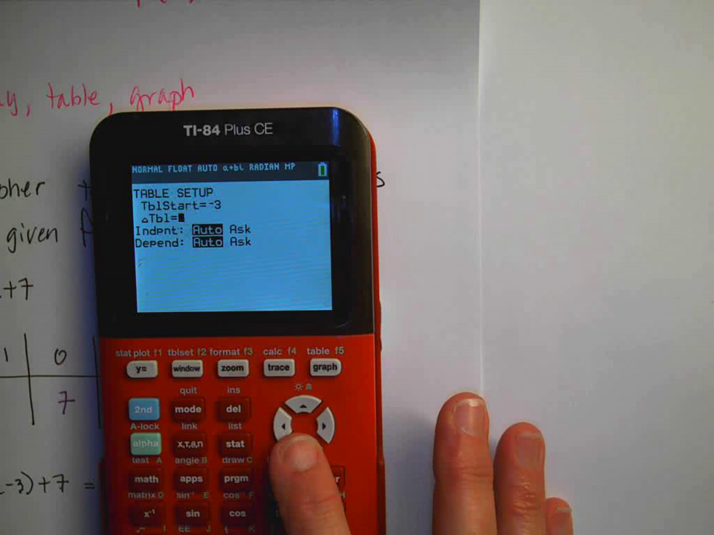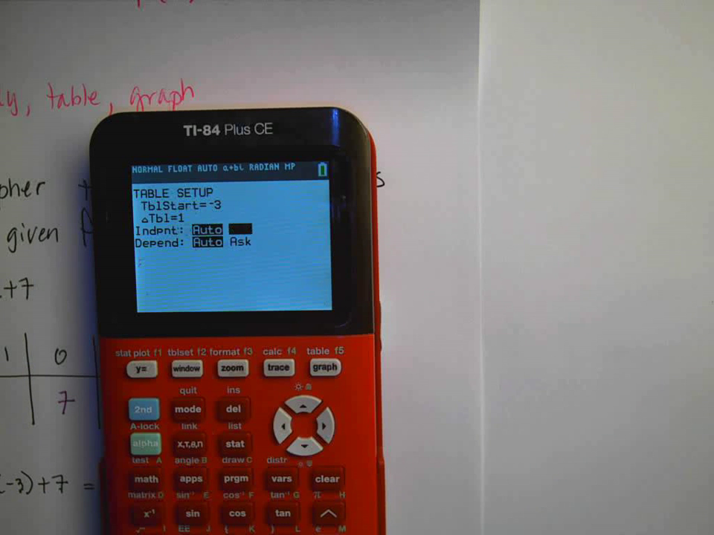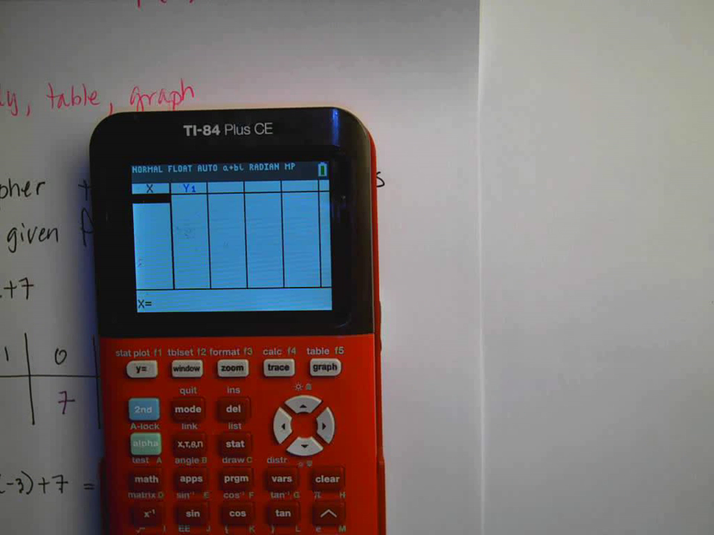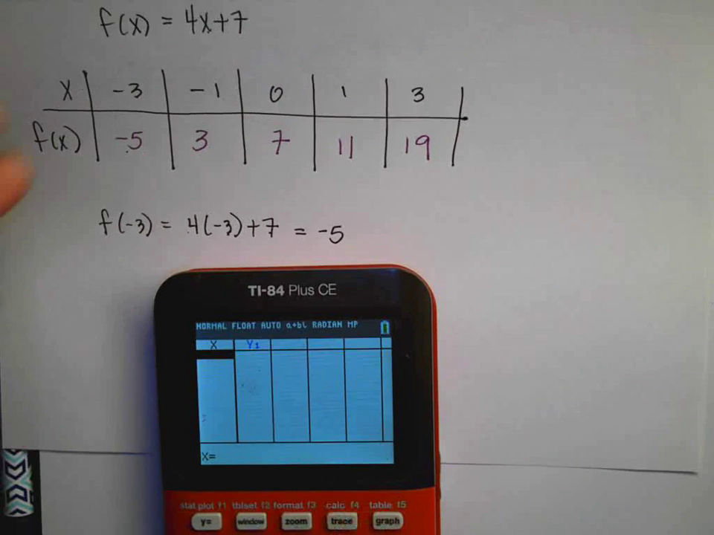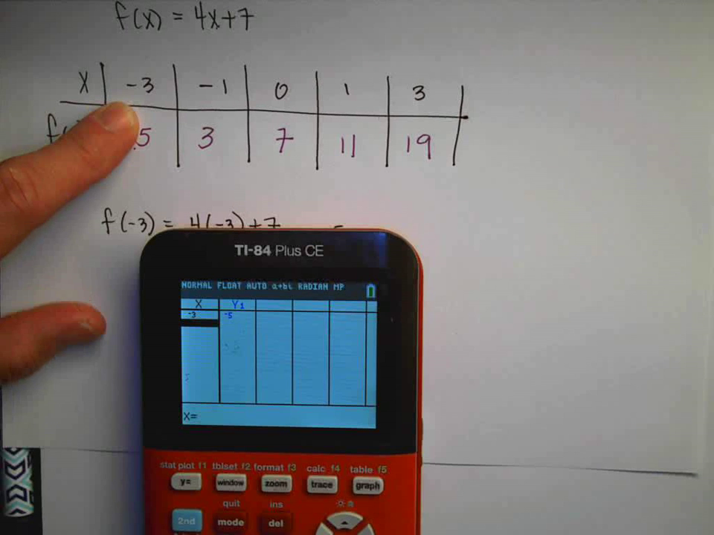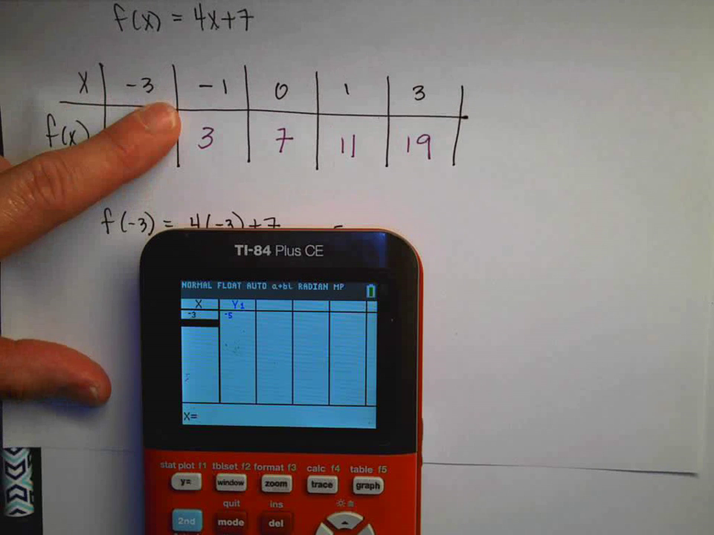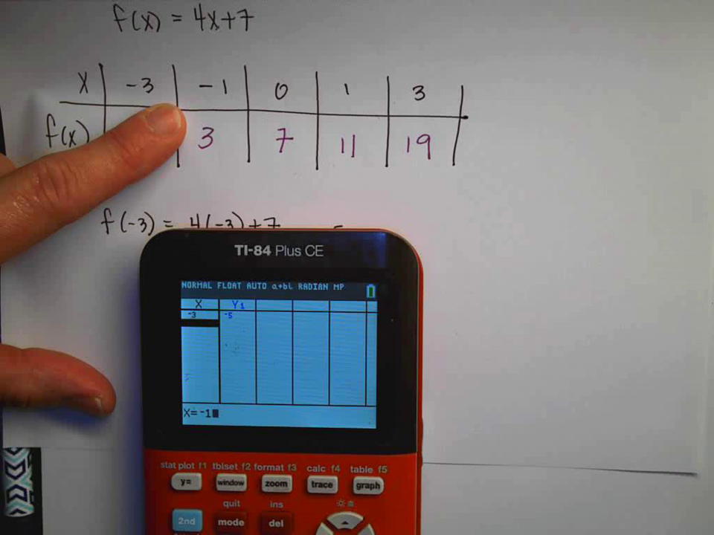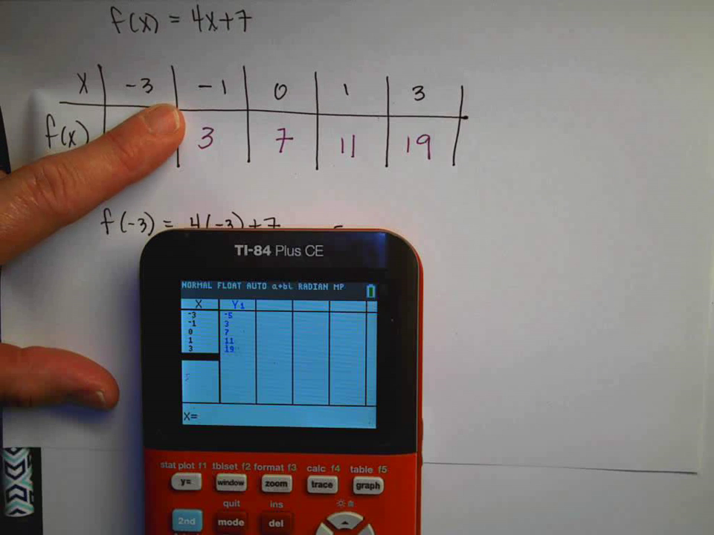So I'm going to go back to my table set, and I'm going to tell my calculator to ask for the independent variable, okay? So now when I go to my table, second table, there's nothing there. And if you'll look at the table that we have in our paper, the first x is a -3, so I tell it I want to use a -3. Remember, negative is the button at the bottom, not subtract. And when I hit enter, it tells me that the y value is a -5. So then the next x value that I would put in is a -1, and then a 0, and then a 1, and then a 3.